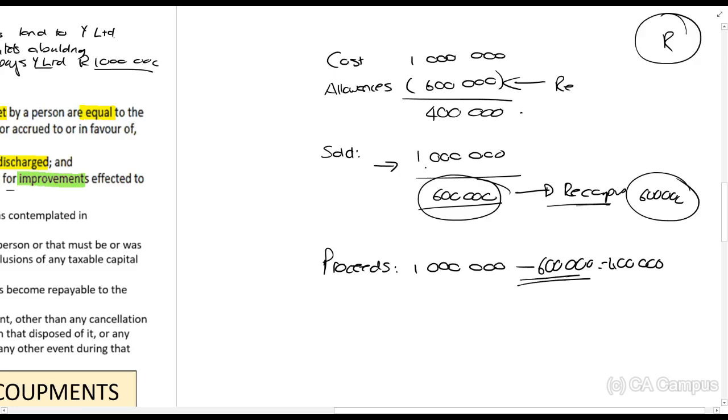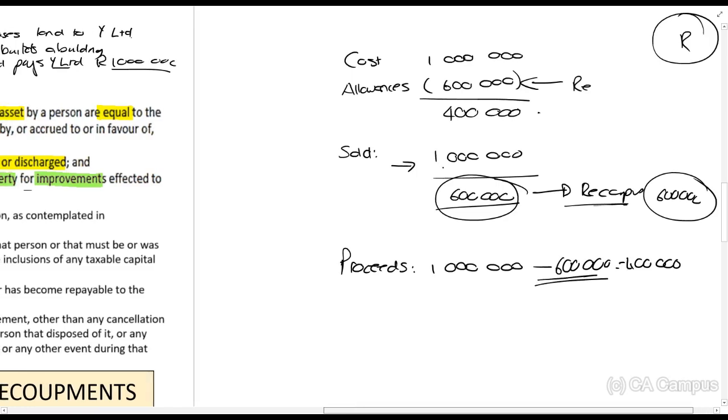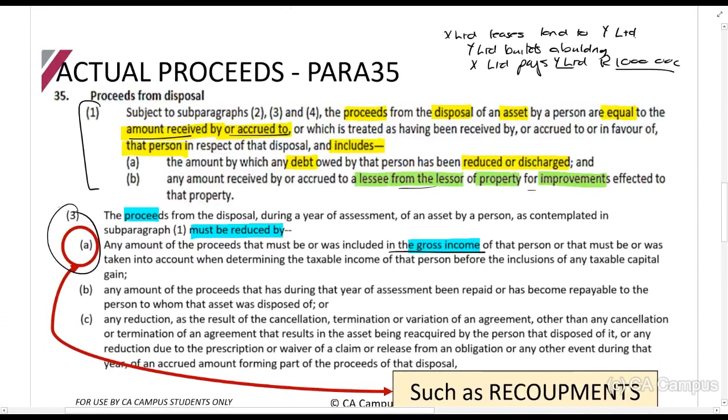You always deduct the recoupment from it. Now, listen closely to what I'm saying here. That is the only thing that you deduct from it. All of these things you can deduct, right? Only these things. The first one is recoupments.